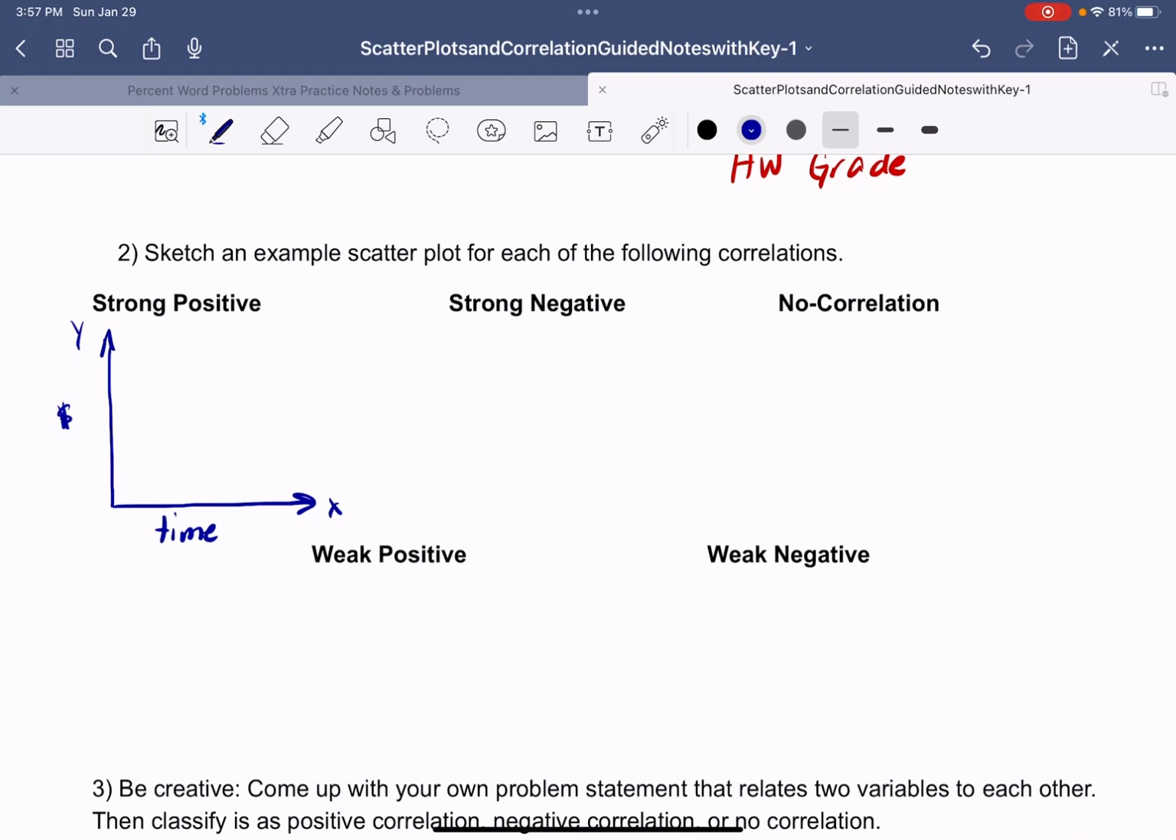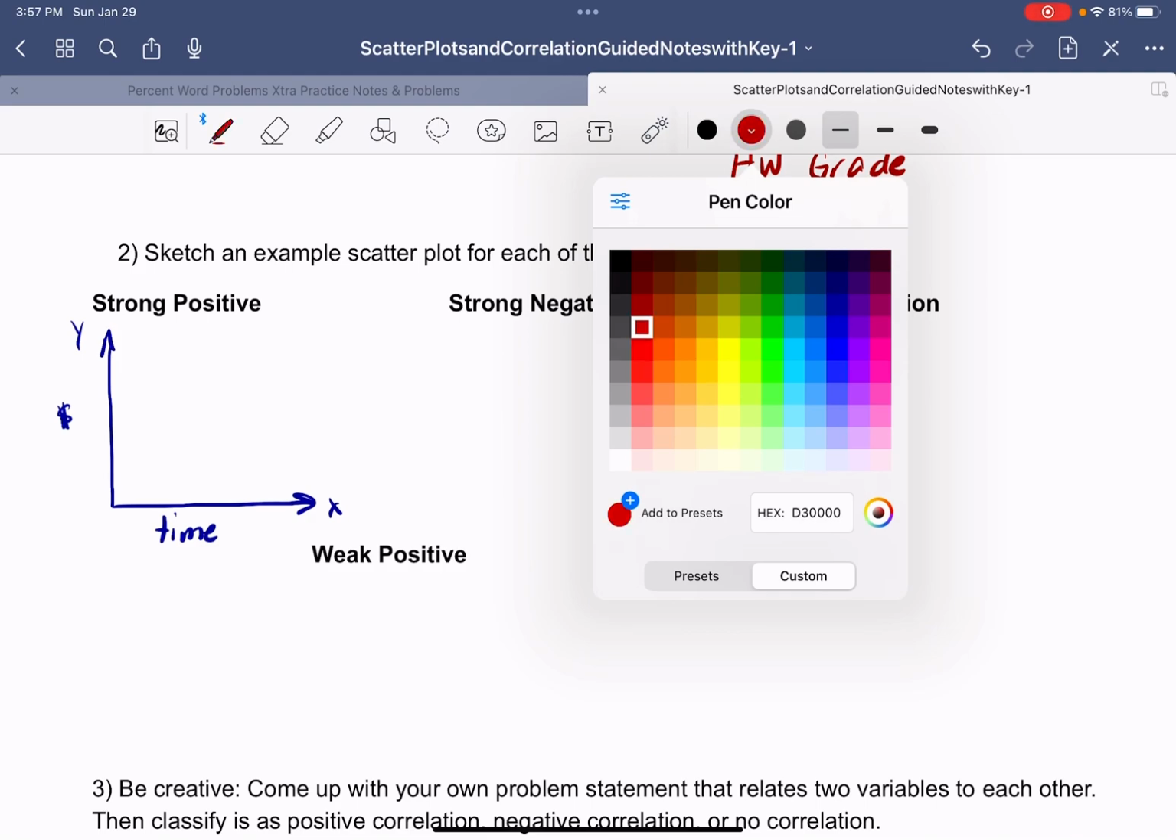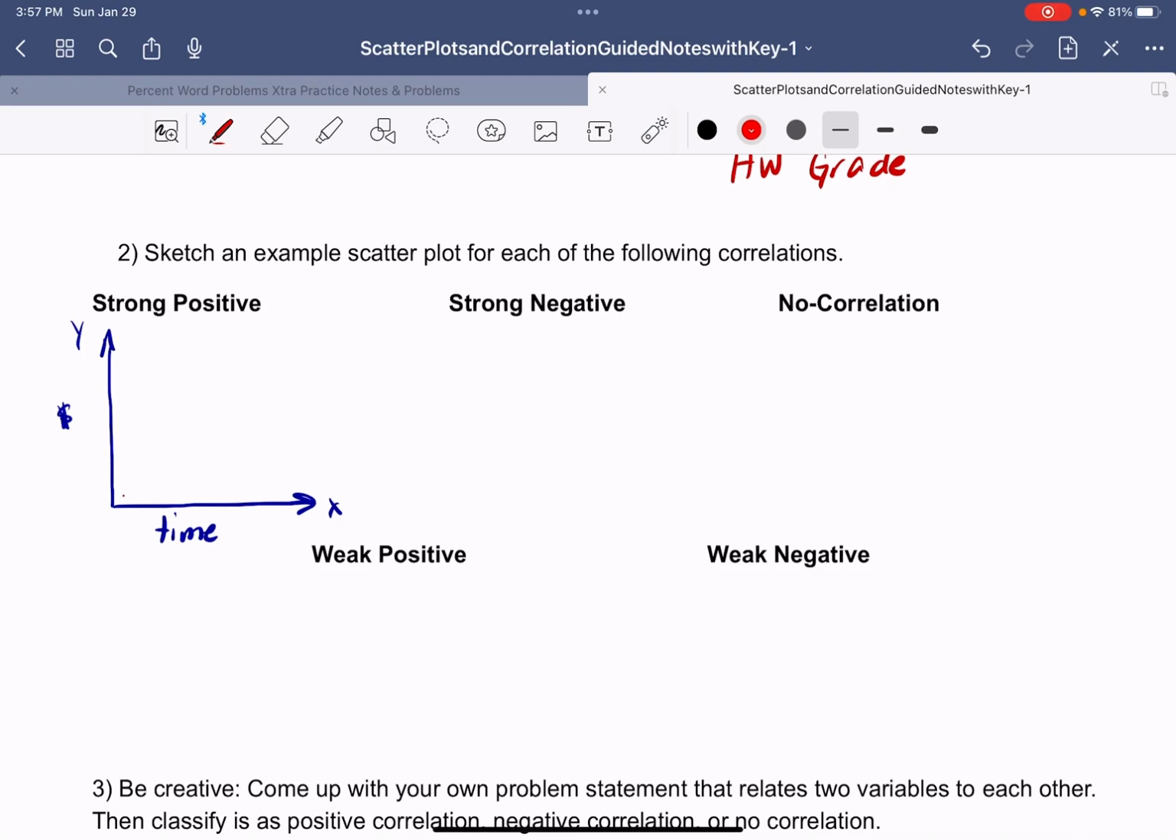All right, a strong positive correlation might look something like this, where you have data points that basically go up. We've got lots of data points here and they are all very close together, okay? What you're saying is that as time increases, so does whatever is on your y-axis. So money also increases, or the height also increases, or the weight also increases. Okay, so that's a strong positive correlation.